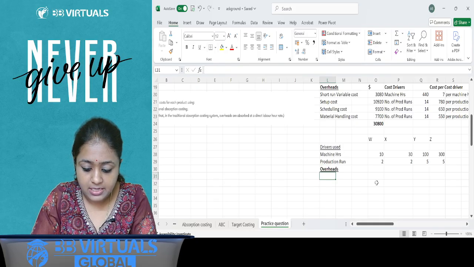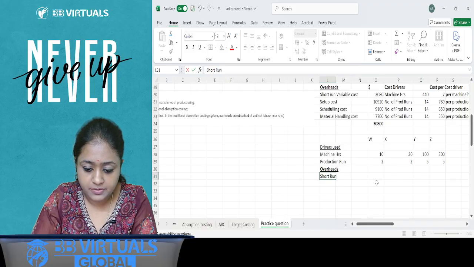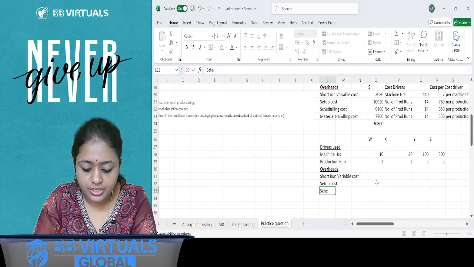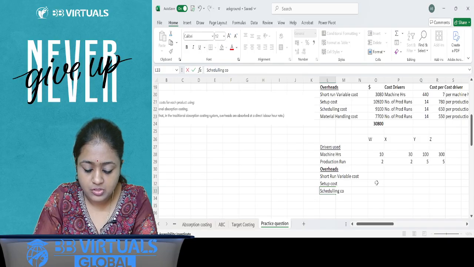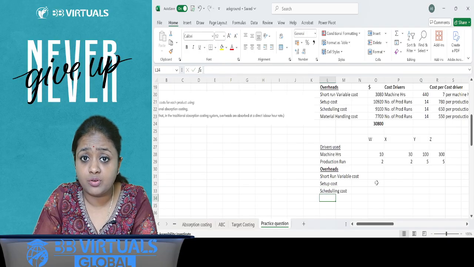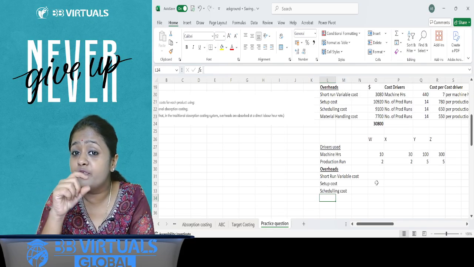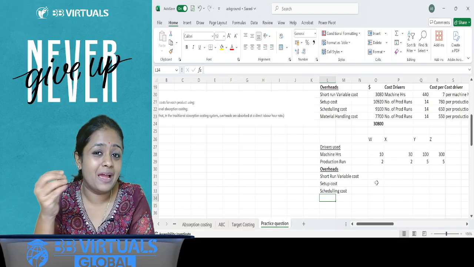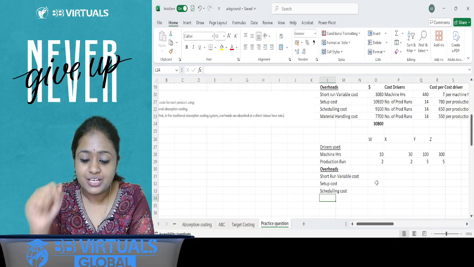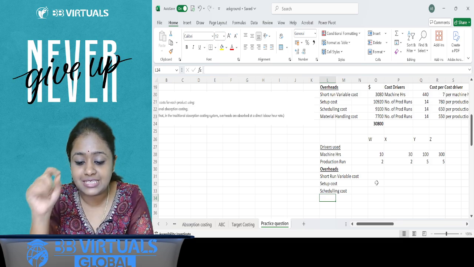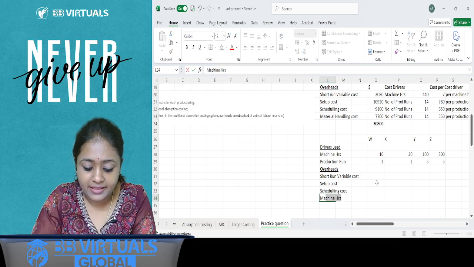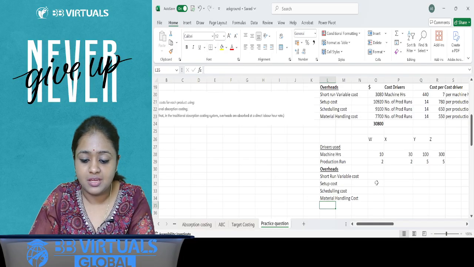Okay, overheads: short run variable cost, setup cost, scheduling cost. So what are you observing here? That now we are allocating the overheads based on the different categories and we are not just applying a single blanket rate, correct? So now short run variable cost, setup cost, scheduling cost, and then we have material handling cost.